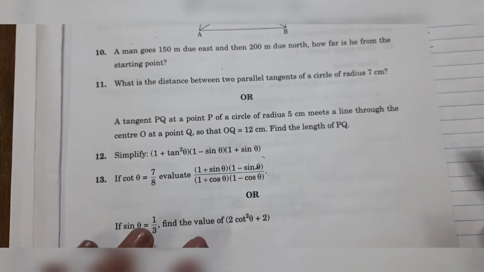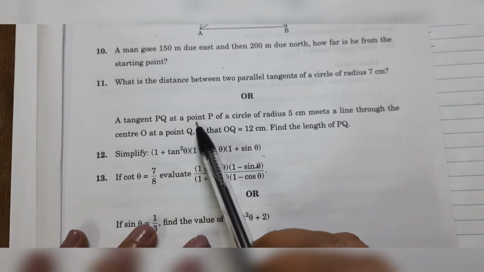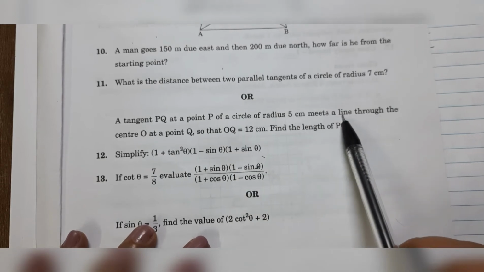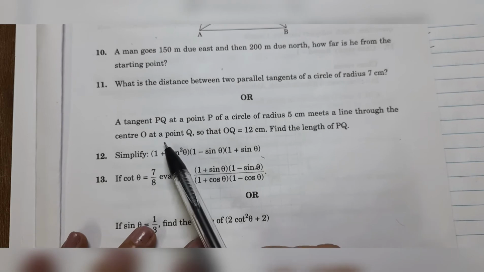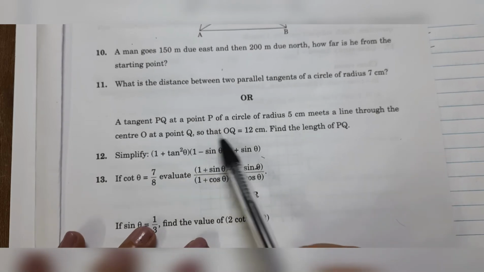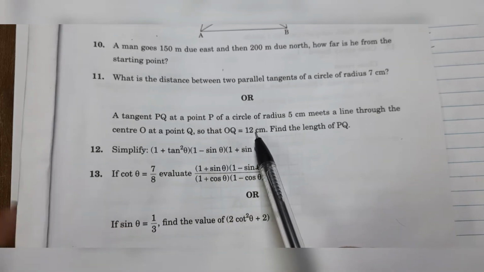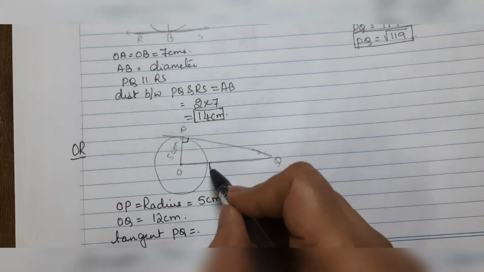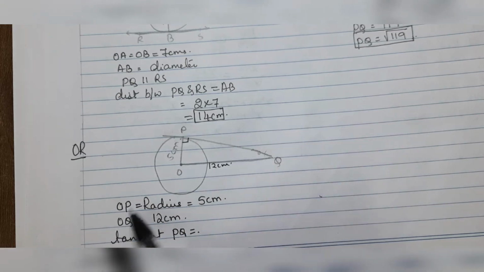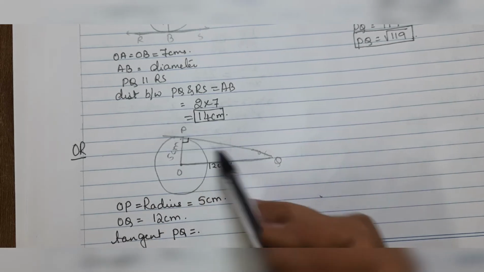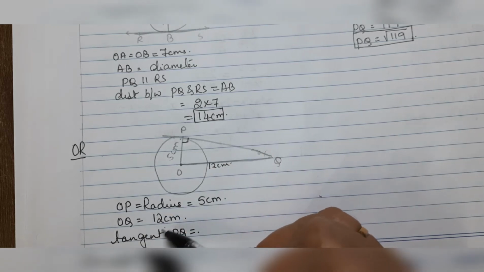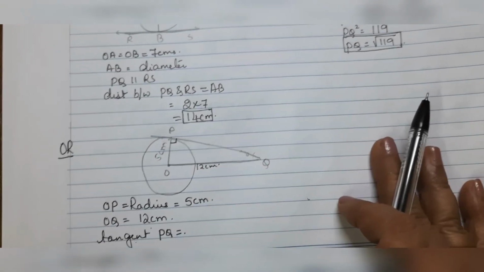11th question. A tangent PQ at point P of a circle of radius 5 centimeter meets the line through the center O at point Q so that OQ is 12 centimeter. Find the length of PQ. So the figure will be here. OQ will be 12 centimeter, which is given. Radius OP is perpendicular to PQ, the point of contact. So OQ is given 12. We have to find the length of tangent PQ.